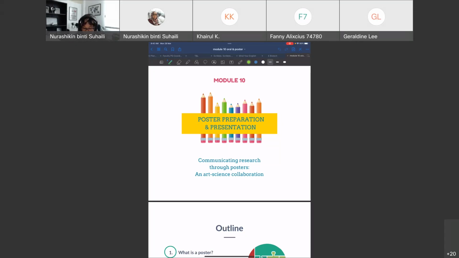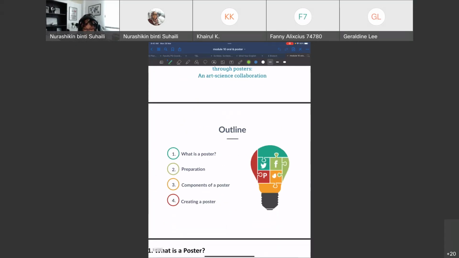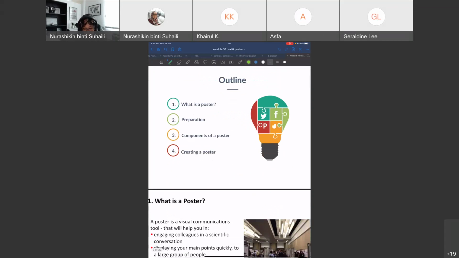Okay, so today we are going to look at what is a scientific poster. Here we focus on a scientific poster, not just a normal poster that maybe you have seen somewhere or during a non-science exhibition. So what are the things that need to be prepared? How to prepare a scientific poster? What are the components and how to create it?